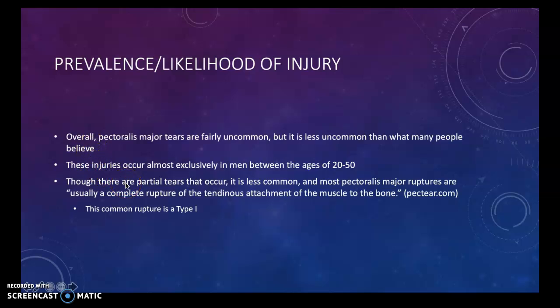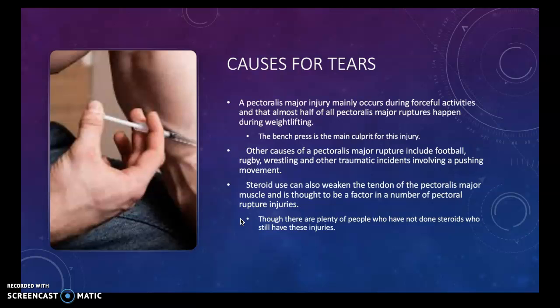These injuries occur almost exclusively in men between the ages of 20 and 50. And though there are partial tears that occur, it is less common, and most pectoralis major ruptures are usually a complete rupture of the tendinous attachment of the muscle to the bone, from pectear.com. And this common rupture is a type 1 rupture.